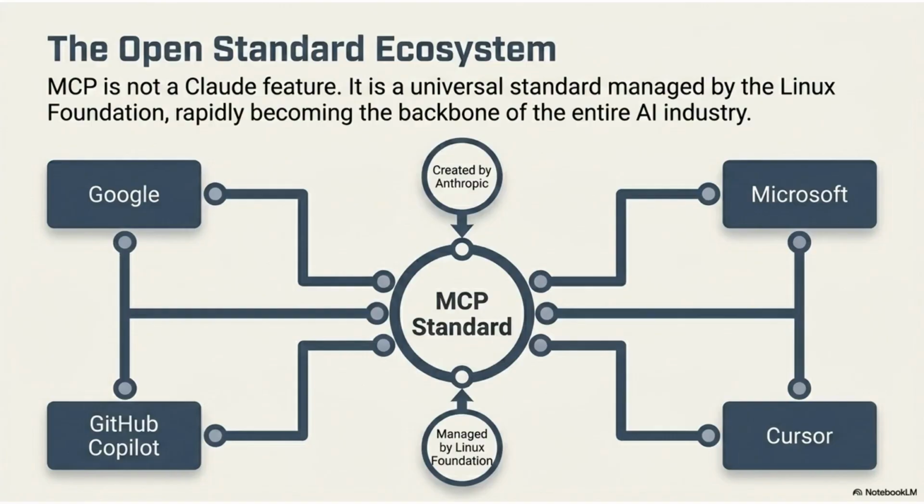Here's the most important part. MCP isn't just a single feature of one AI. It is a universal standard managed by the Linux Foundation. It's being backed by the biggest names in tech, from Google and Microsoft to Anthropic and GitHub. It is rapidly becoming the backbone of the entire industry.